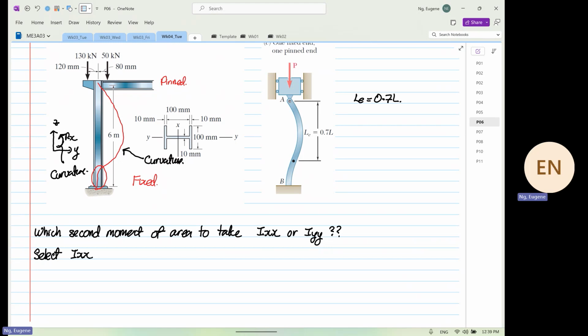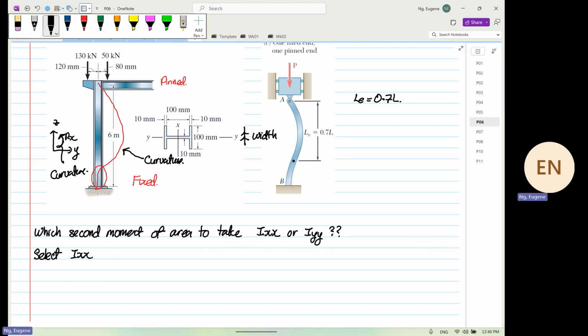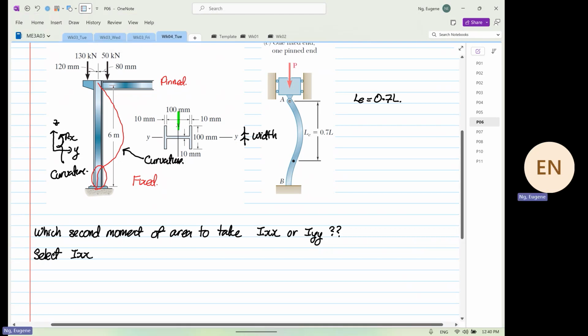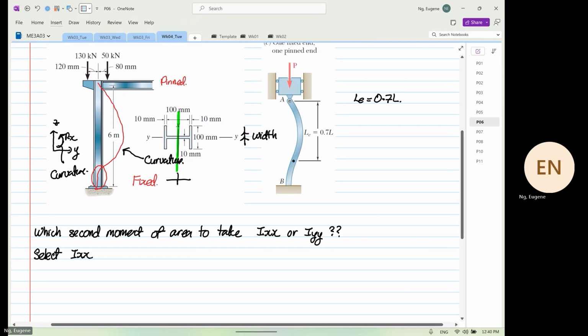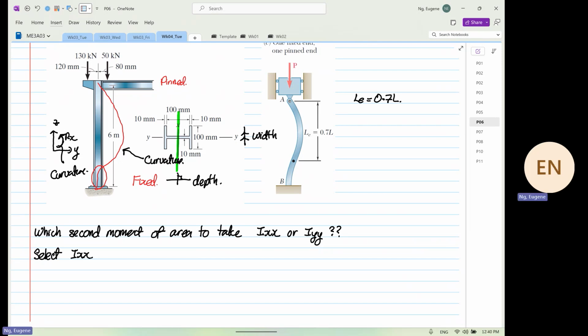When that's the case, we can determine that this will be our what? Width. Why is that our width? Because the axis of interest is which one? Xx. Yes or no? And then if that's the case, this direction will be the what? Will be the depth. Okay.